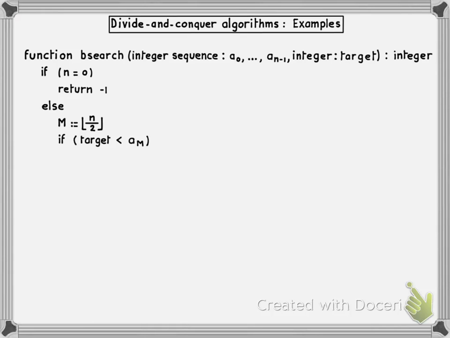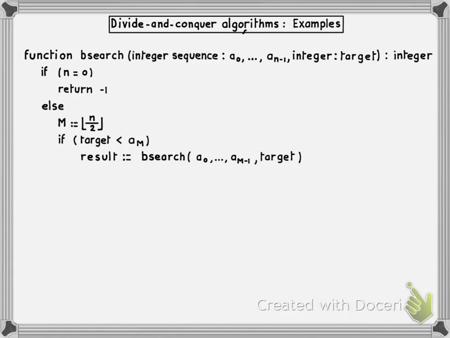So all we need to do now is to solve the same problem, a binary search problem, on a smaller sequence, which means the sequence from the beginning, a sub 0, all the way to the previous element, the one to the left of a sub m, and that's a sub m minus 1. So we just do a recursive call on that subsequence with the same target, and this recursive call must return the result, which we store in this variable.